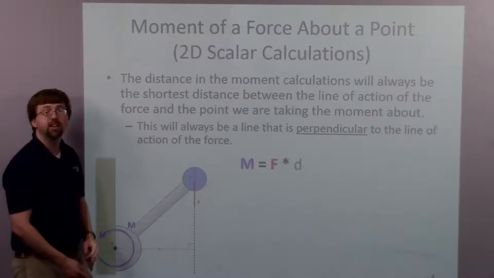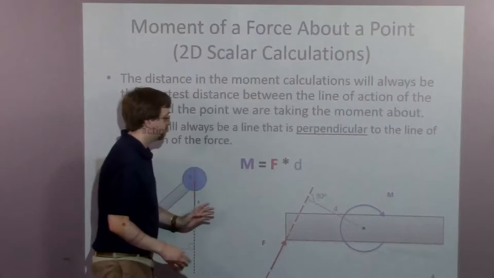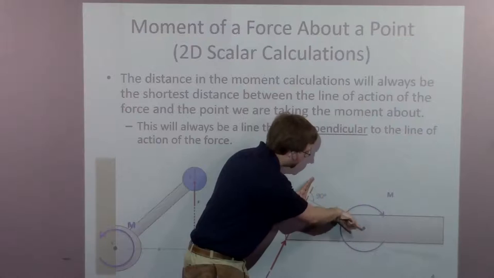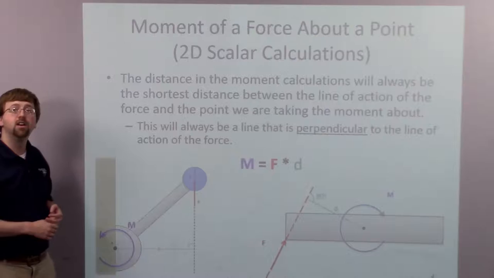And the second example over here, if I've got some force, this is the center of mass of that body, I've got some force acting on the corner. If I draw in the line of action, some distance that is perpendicular, 90 degrees, to that line of action is going to be my shortest distance d. So it's always going to be that shortest distance between the line of action of the force and the point itself.